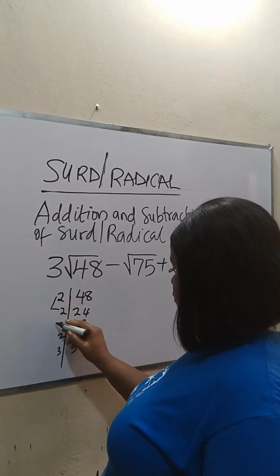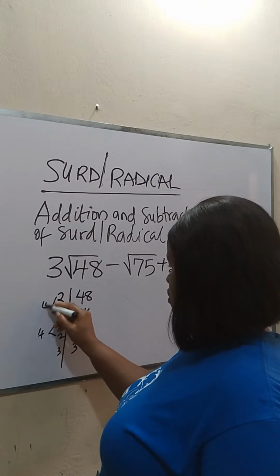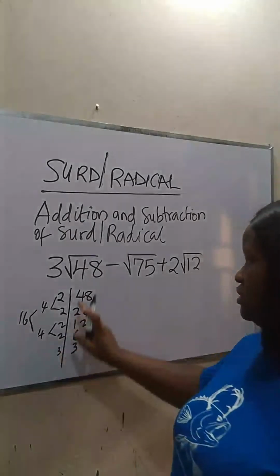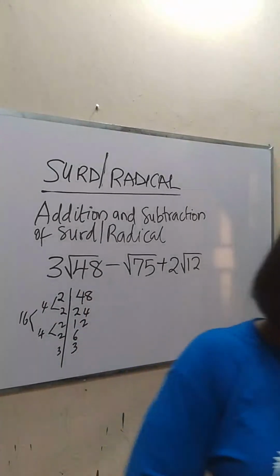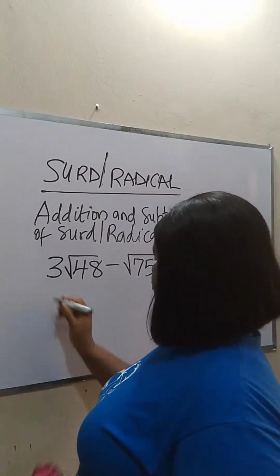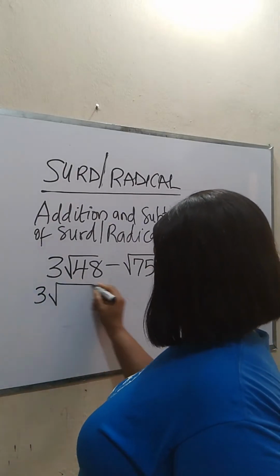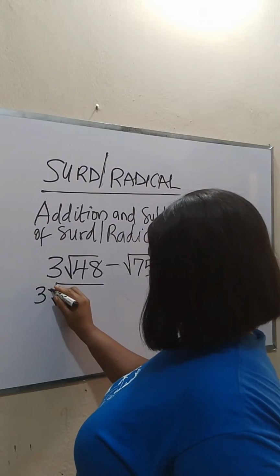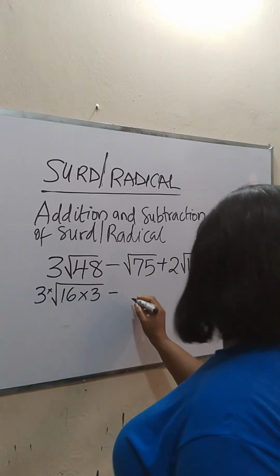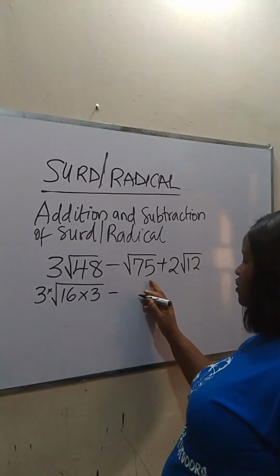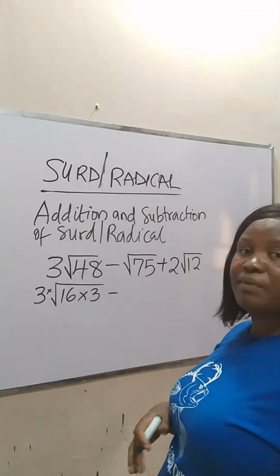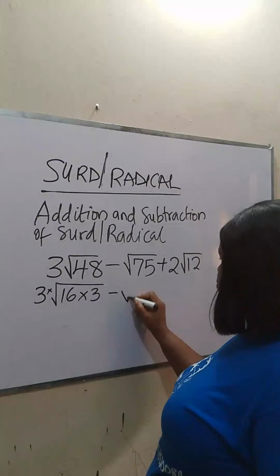So this is 4, 4. 4 times 4 is 16. So this is 16 times 3 is 48. Okay? So that is what I'm going to use, 16 times 3. So we have 3 roots. 3 multiplied by root 16 times 3 minus the same thing here. Since 3 is here, that is a hint that everything here is divisible by 3. So 3 divided here will give us 25.